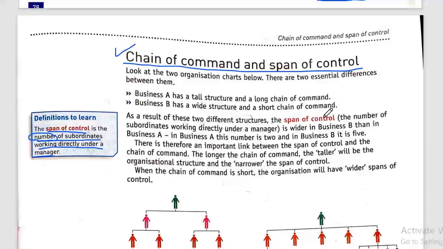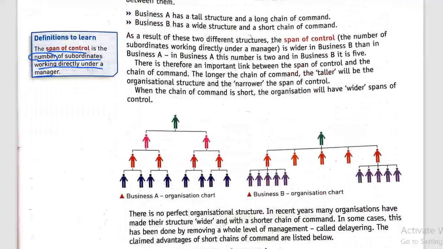So over here we have two charts. We have business A and we have business B. Business A has a tall structure and a long chain of command. So here we have a long structure and a long chain of command, because of the number of levels over here in the hierarchy.